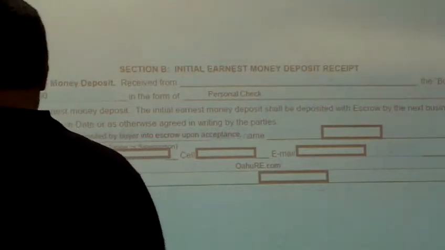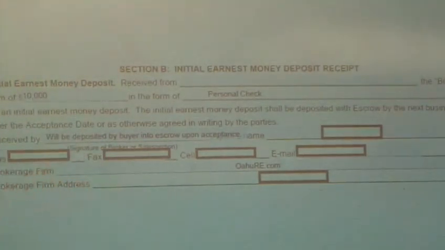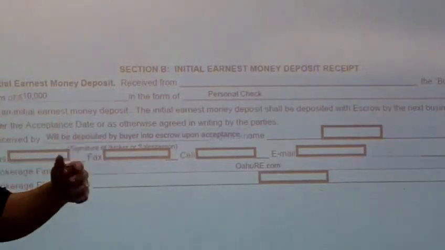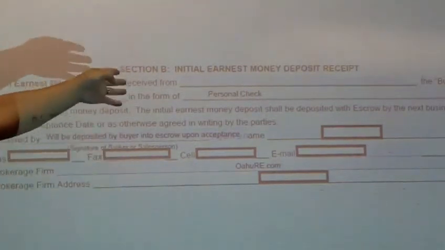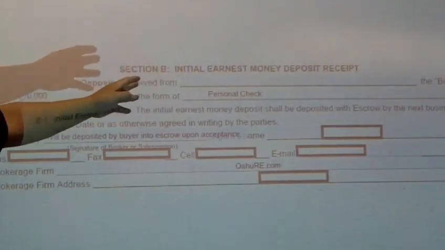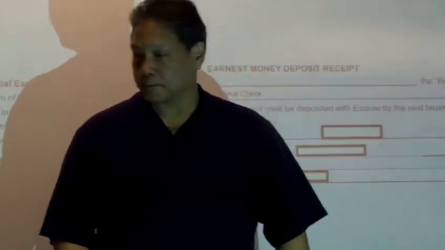Section B. Section B now talks about the initial earnest money deposit. So what this is saying is, if we read through it, the initial earnest money deposit received from, so the buyer's name would go in there. Okay? Now, if there's two people, a husband and wife, you don't have to put both names in there. You're just going to put whoever wrote the check. All right? So if it came from Mr. Smith, then Mr. Smith's name would be in there. Who is the buyer? Okay?